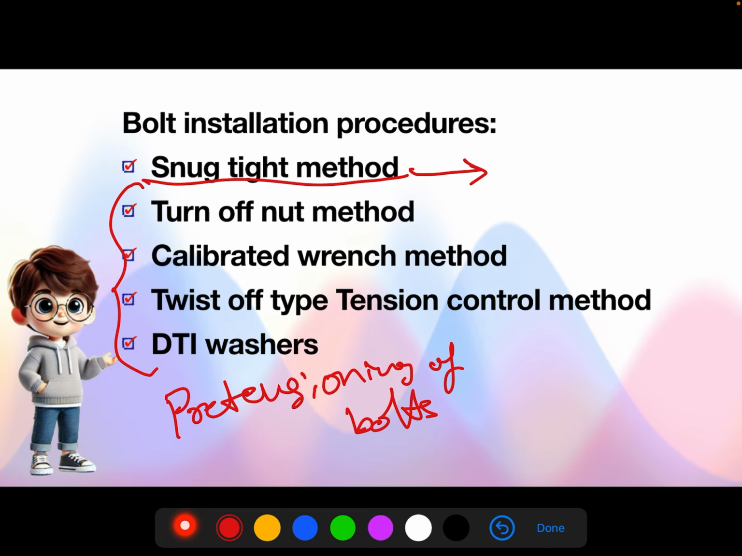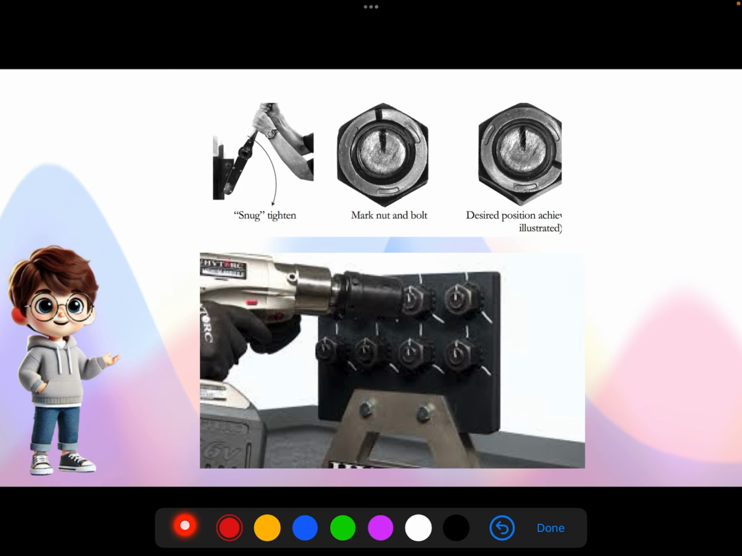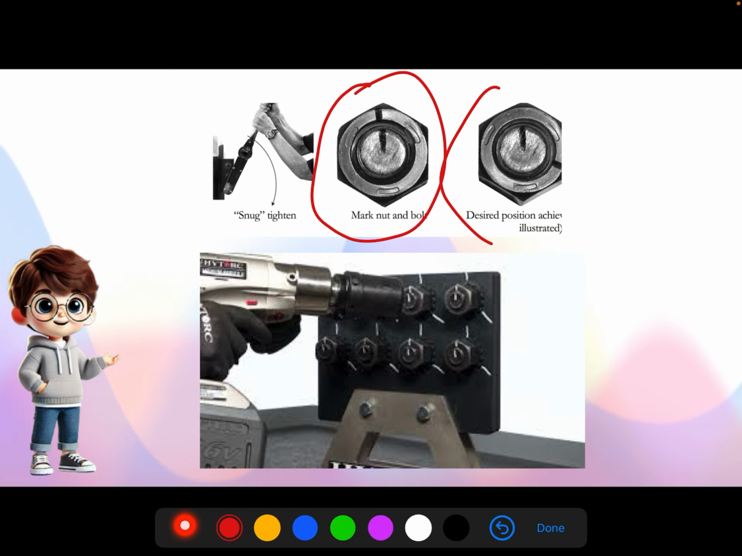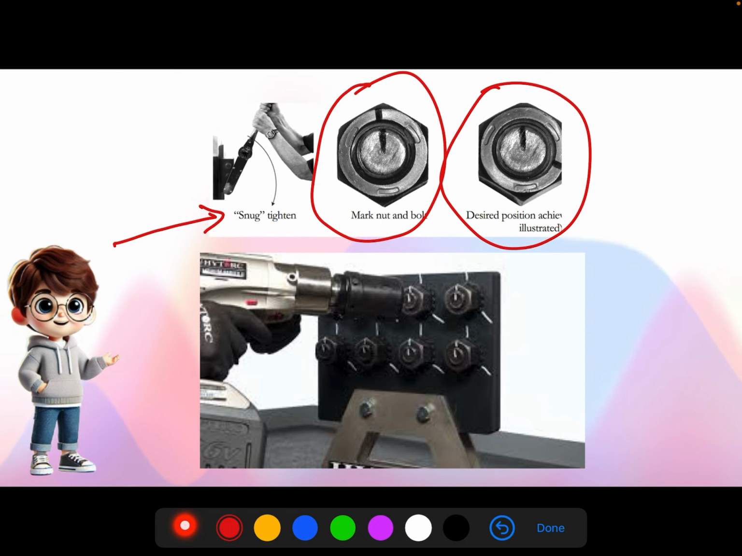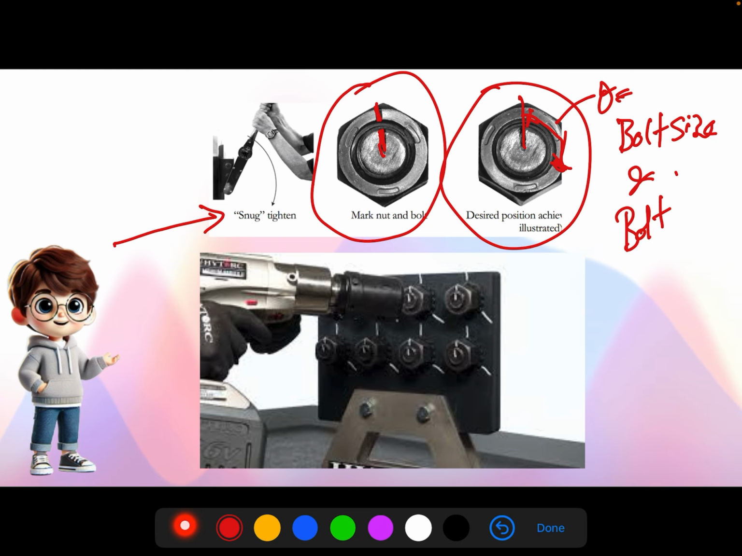And next, turn of nut method. Before getting into the turn of nut method, bolts should be tightened using the snug tight condition. Okay. Later you will mark how much we need to turn, following this degree. It depends upon the bolt size and bolt length. We will judge this degree. That is the turn of nut method.